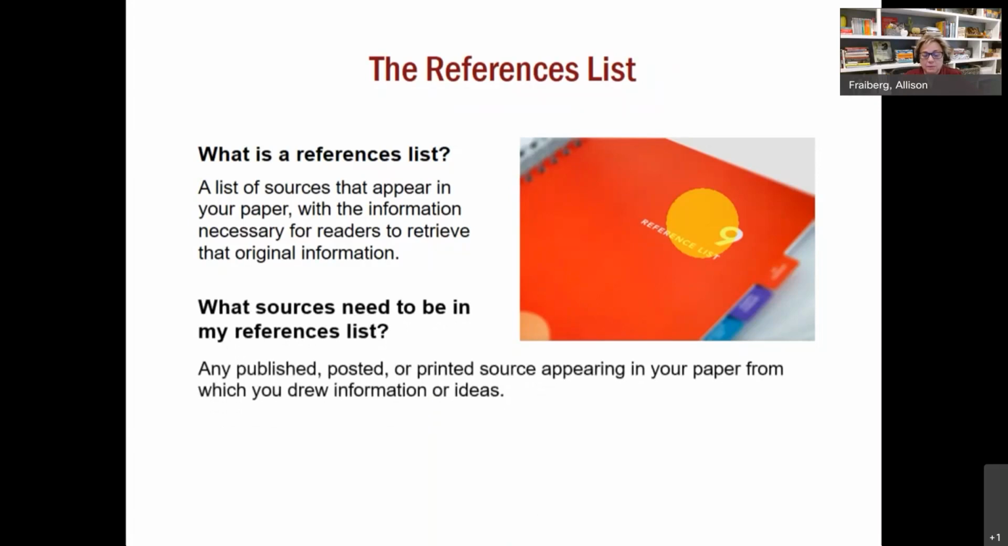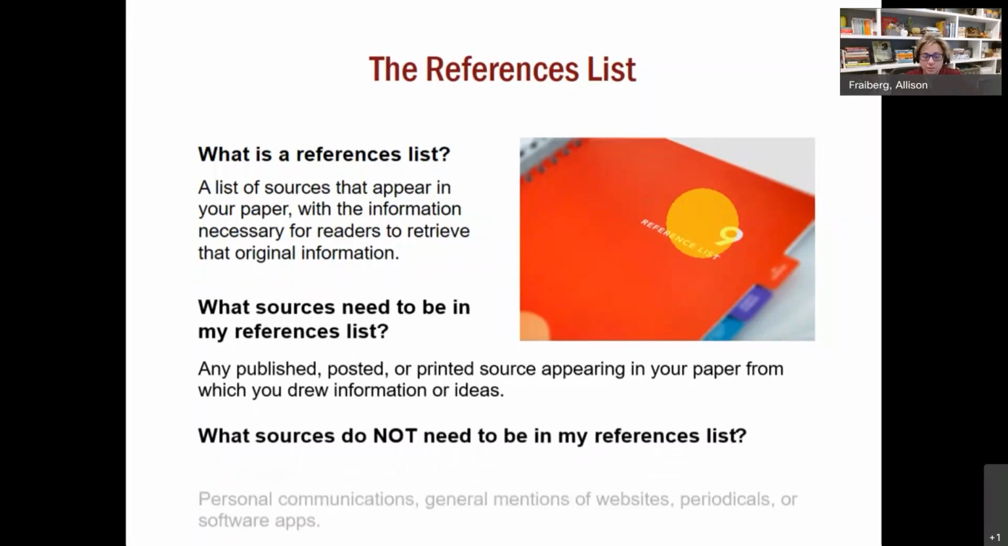And what needs to be in your references list? Any published, posted, or printed source appearing in your paper from which you drew information or ideas. If there's somebody else's idea in your paper, not only do you have to cite it in the body, you have to include it in your references list.